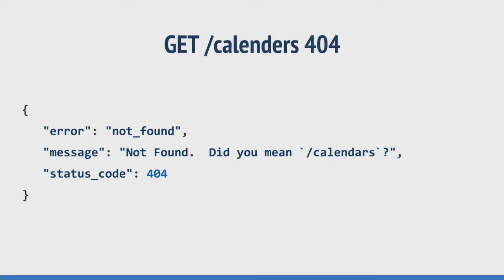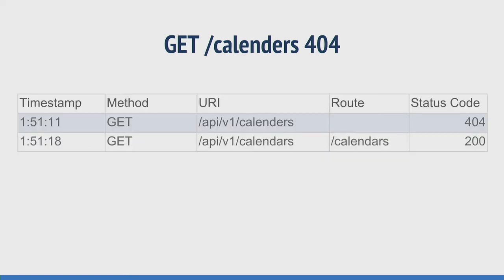To do this, it's pretty simple. We take the URI that they're submitting, and we compare it to our list of existing or known routes using a string distance metric. And whatever matches within some reasonable tolerance, we'll suggest to them as perhaps the spelling that they're looking for. Again, just an anecdote of how this improved things. This user got calendars wrong here and received our helpful 404 message response and was able to correct that in just a few seconds.